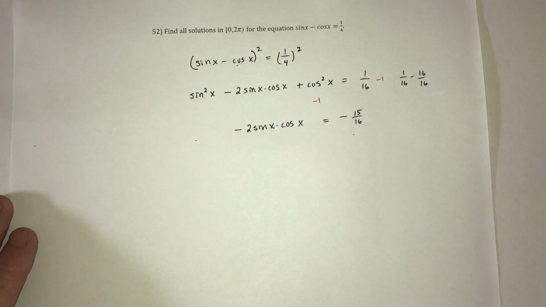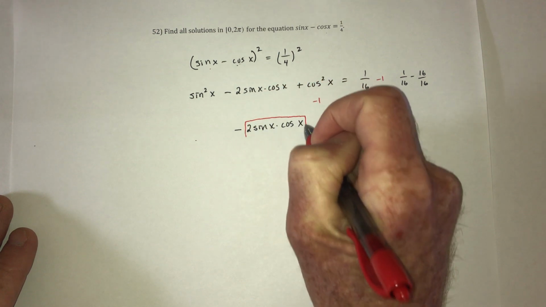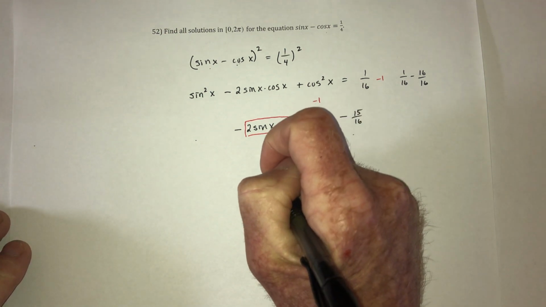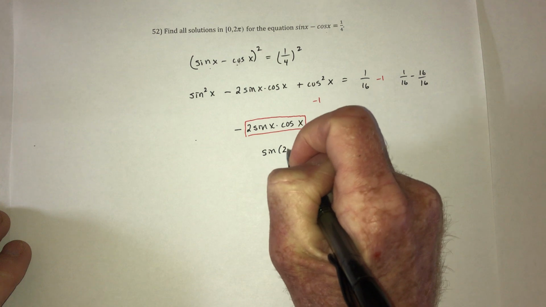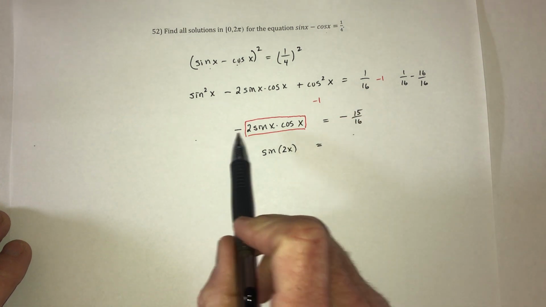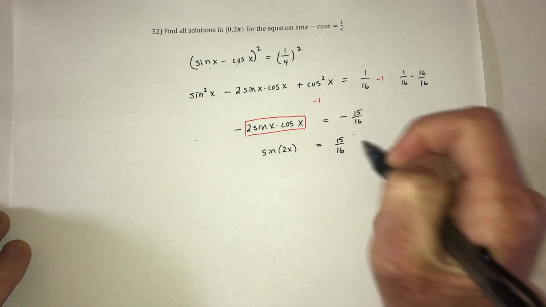Now for this part, there's a trig identity for 2 sine of x times cosine of x. Do you know that one? You're right. It's sine of 2x. And then I could just multiply by negative 1 on both sides, and it will turn it into a positive 15/16.